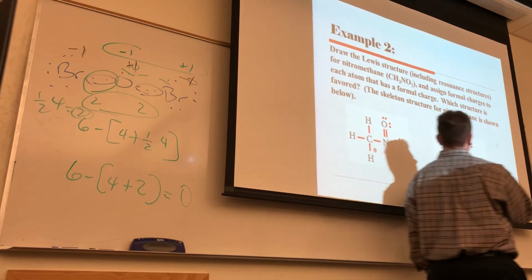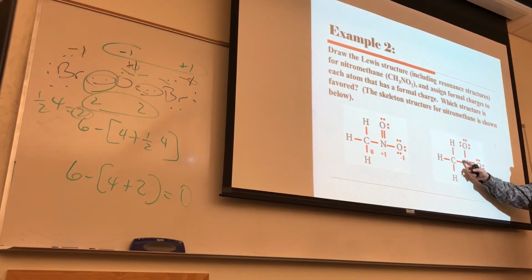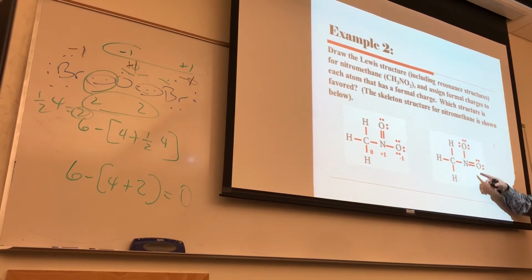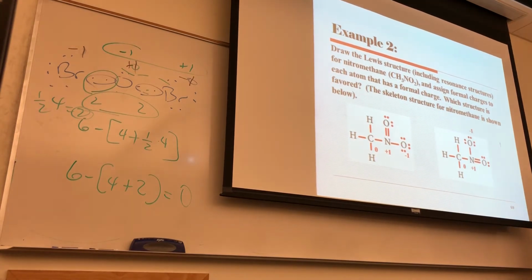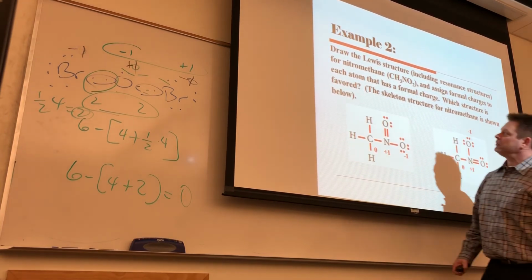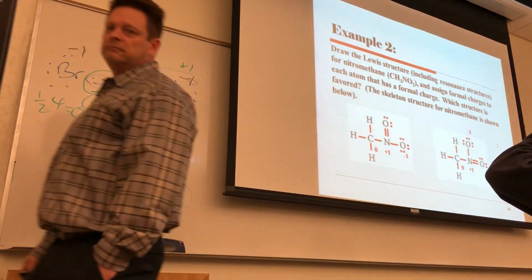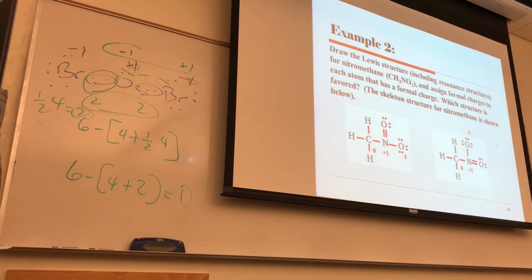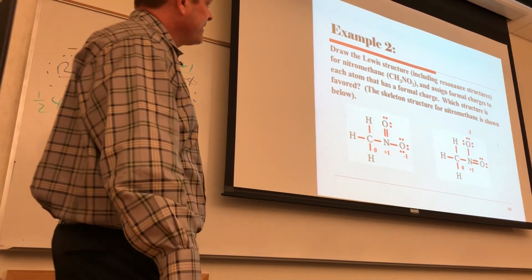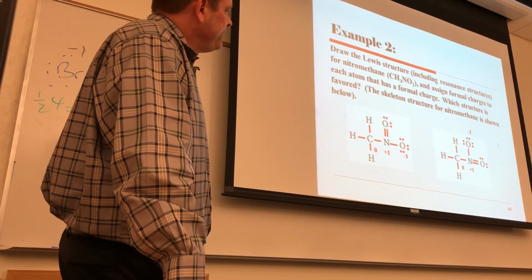Over here, 5 minus 4 is plus 1. 6 minus 7 is negative 1. 6 minus 6 is 0. So we just left the nitrogen and one oxygen the same and changed the other ones. Now which one would be the proper structure here? They're both identical, because it's not like one oxygen is more electronegative than another oxygen. So I'd say this is when you use the hybrid.